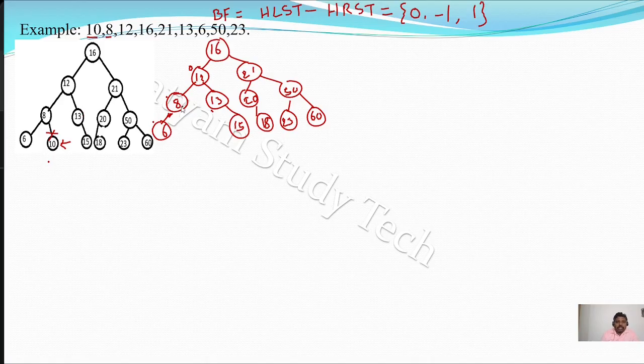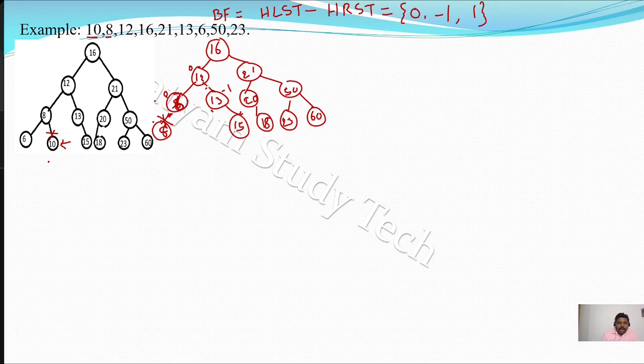So here, if you delete 8, the 8 has one child. Maybe it is a left child or right child, you have to replace it. The value now is 6. So 8 can be directly deleted here. After deleting this 8, we have to check the balance factor. Here it is 0. Here the balance factor of this is 0. Here it is -1. Here the left subtree height is 1.